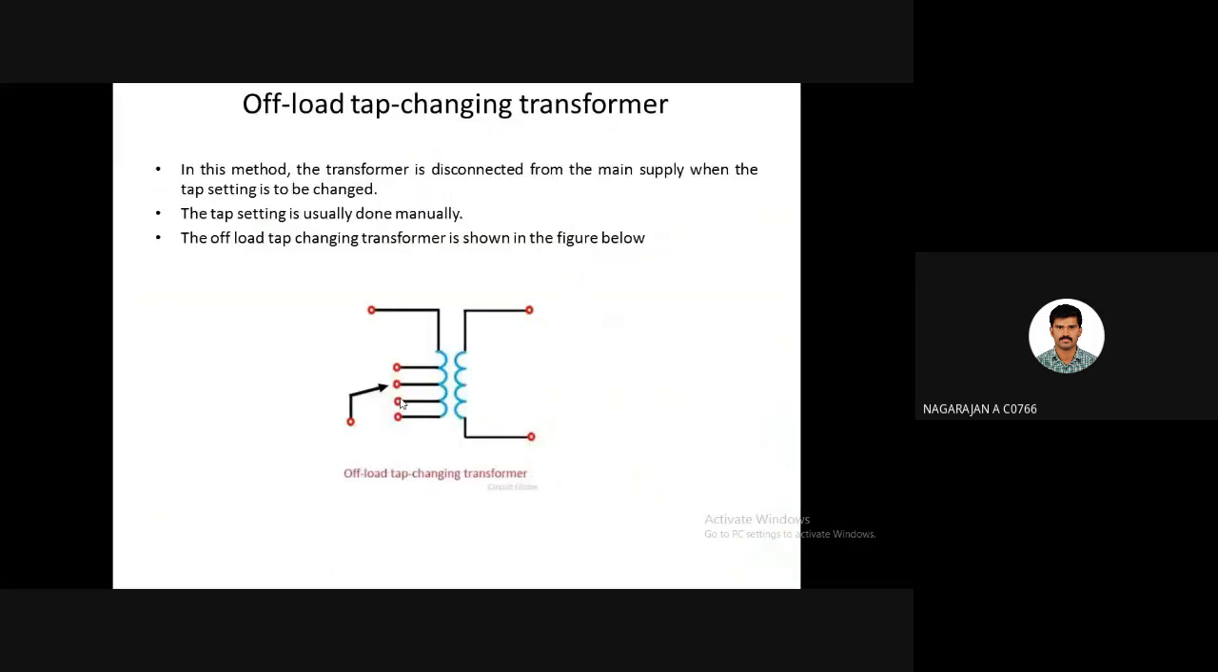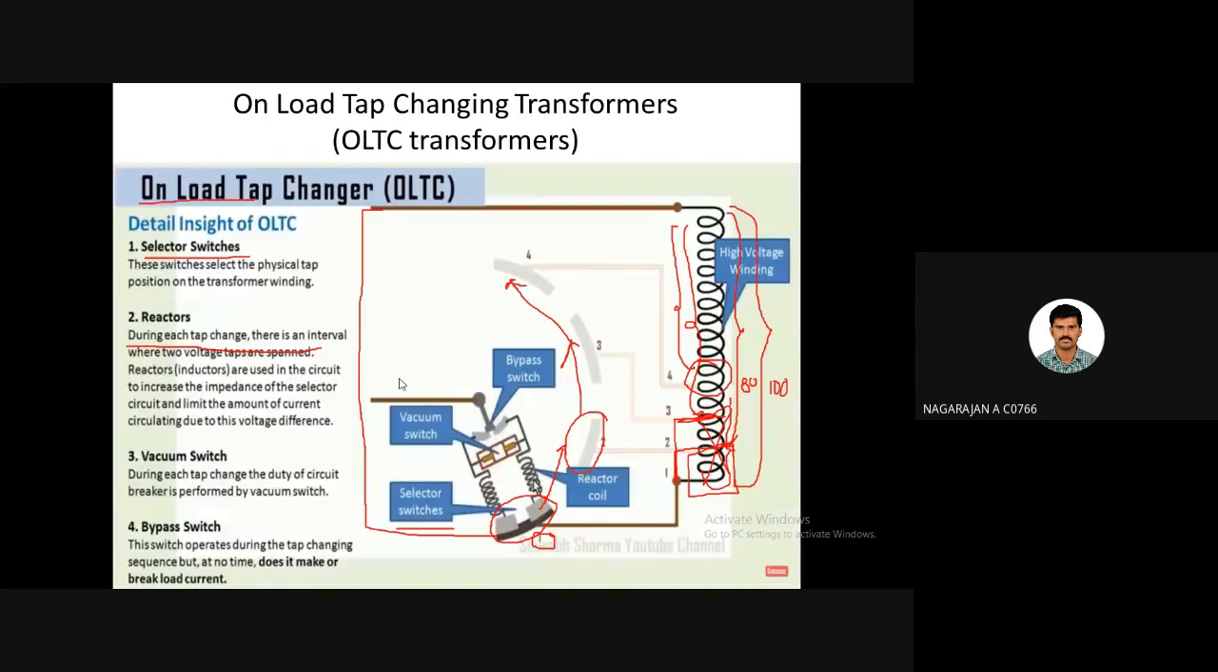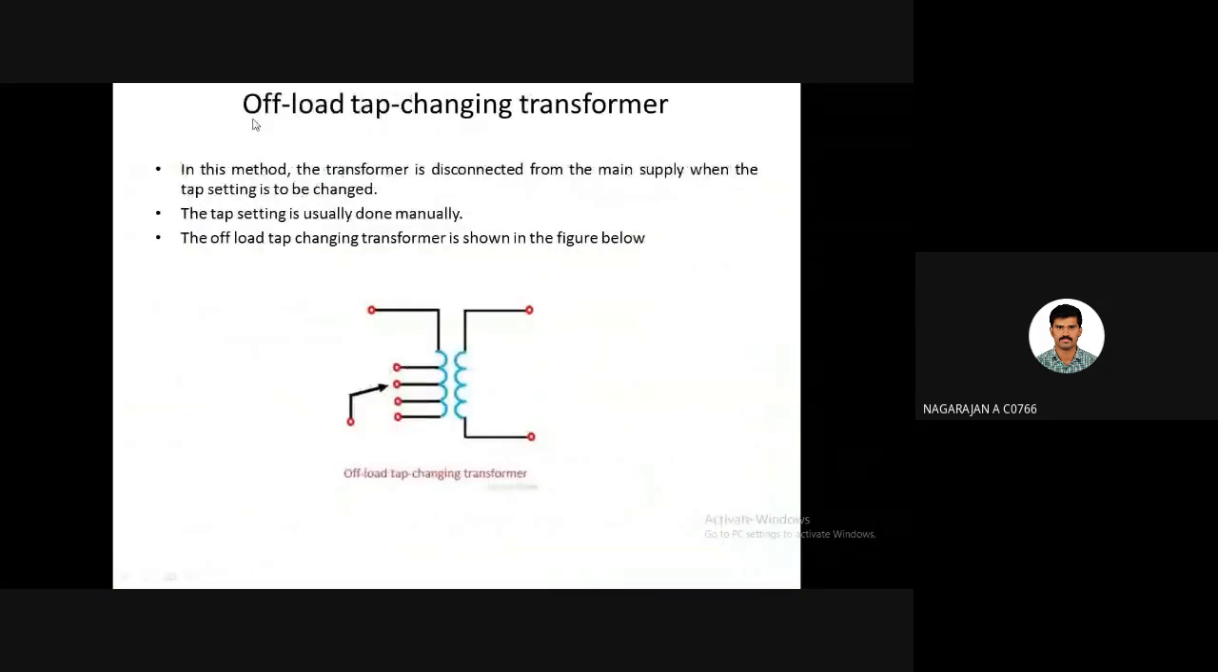The next one is the off-load tap changing transformer. The difference between these two is, in an off-load tap changing transformer, the taps are changed when the load is disconnected from the circuit. On-load tap changing is otherwise called OLTC. OLTC stands for on-load tap changing transformer. This is the off-load tap changing transformer. This is also sometimes called OLTC, but OLTC always stands for on-load tap changing transformer. In the off-load tap changing transformer, we disconnect the load on the secondary side, then the tappings are changed. That is the only difference, but the working principle is the same as that of the on-load tap changing transformer.